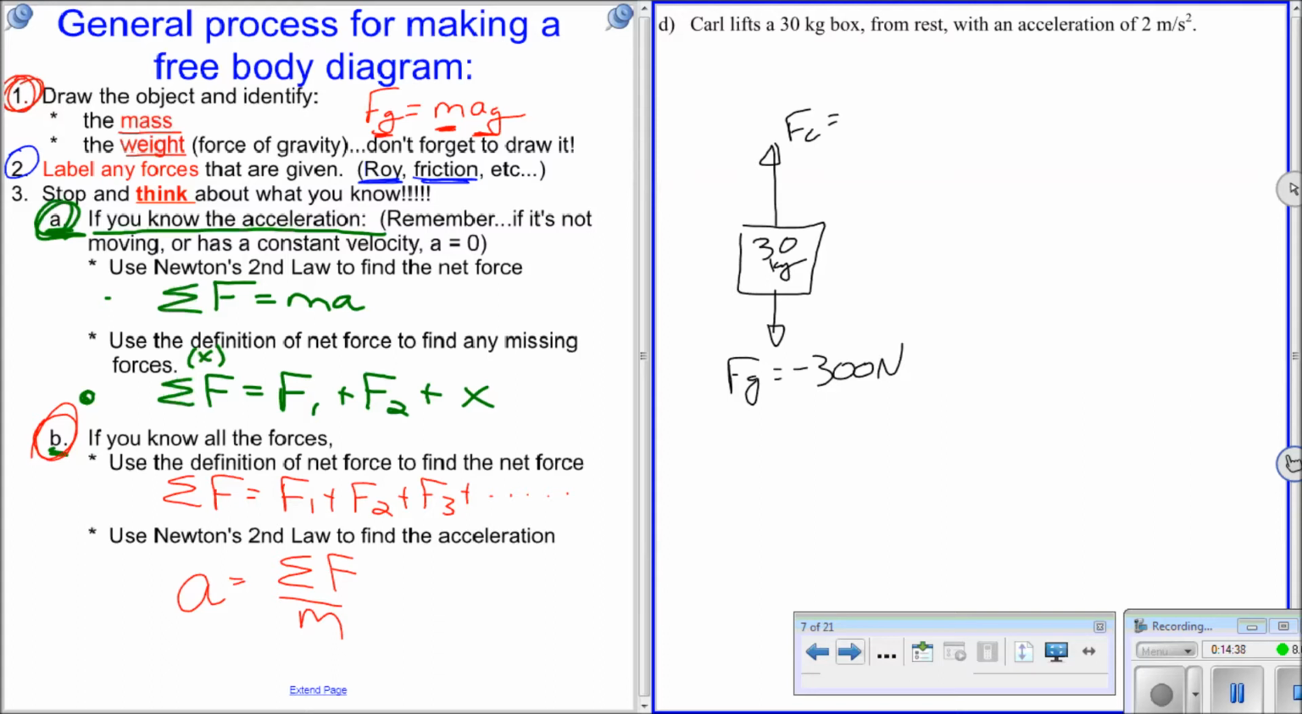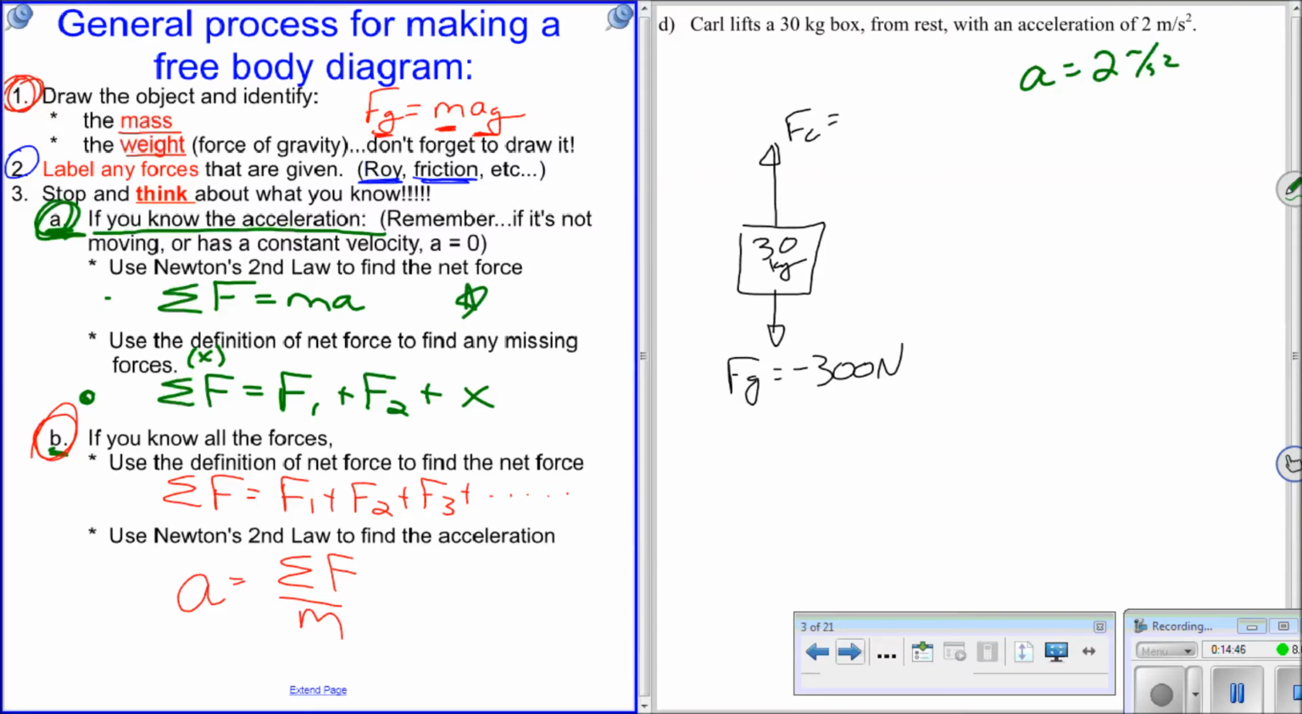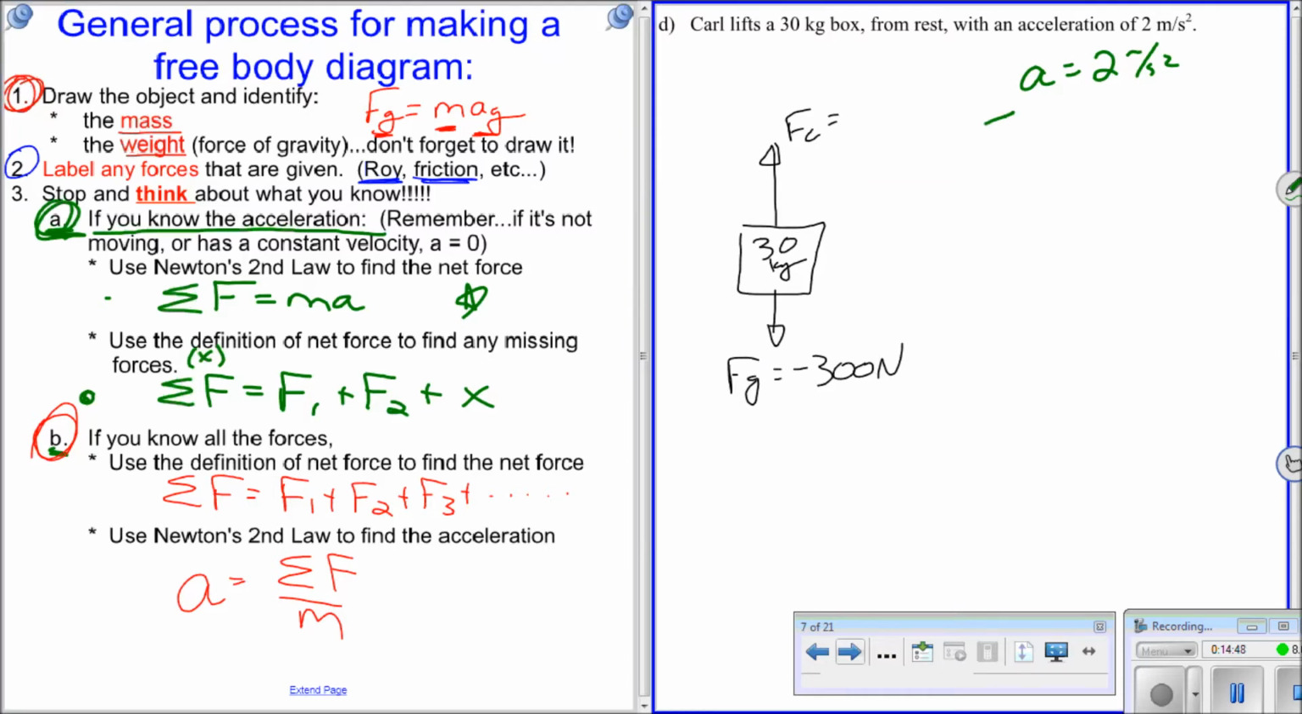All right, so we're down to step three. Stop and think about what you know. Well, I know the acceleration, right? Acceleration is 2 meters per second squared. So I'm going to use Newton's second law to find the net force. So I get a net force of 60 newtons.